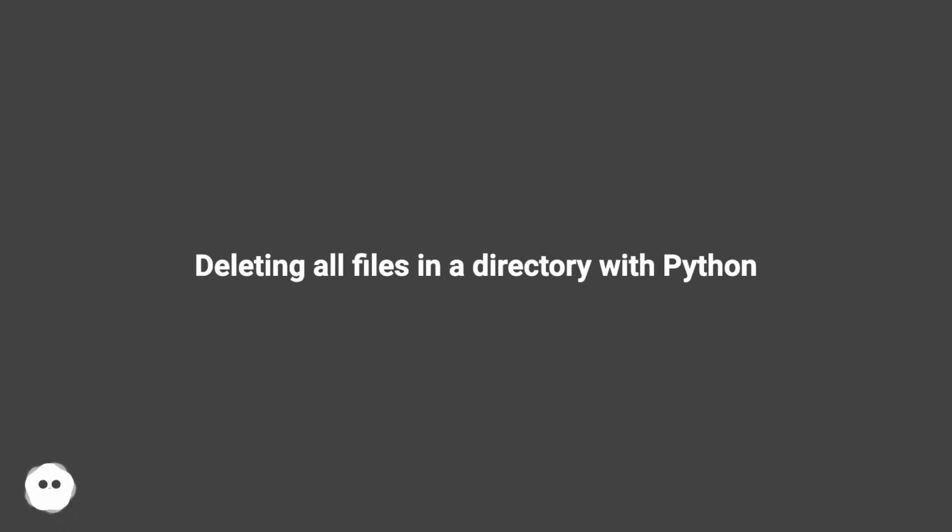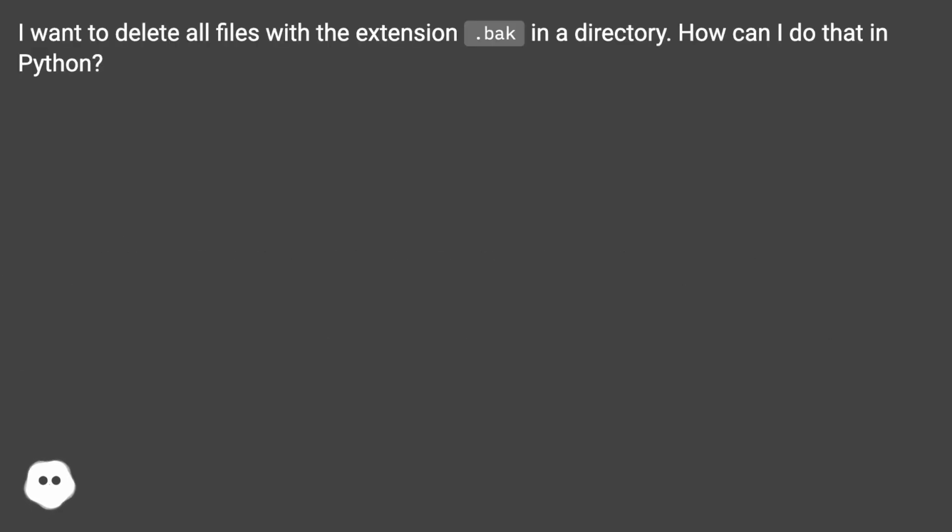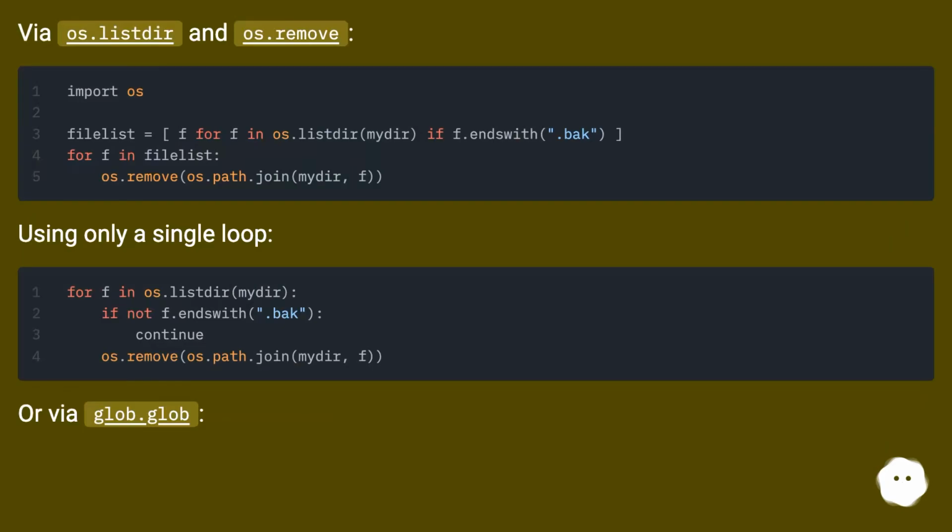Deleting all files in a directory with Python. I want to delete all files with the extension .boc in a directory. How can I do that in Python? Via os.listdir and os.remove, using only a single loop.